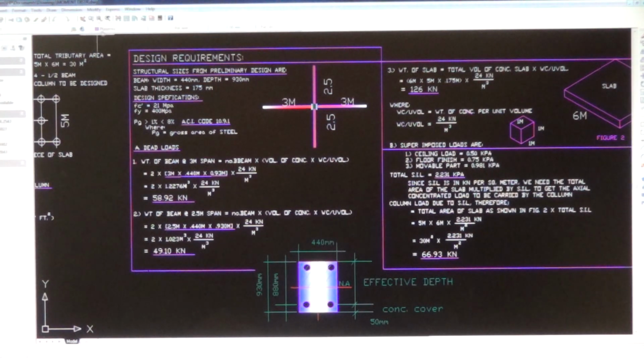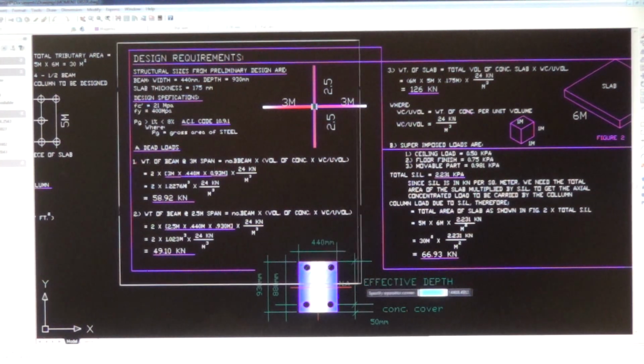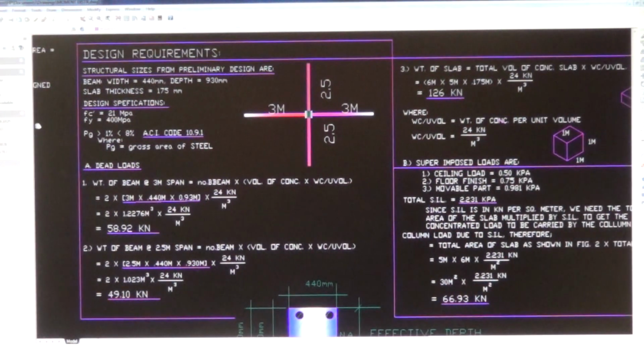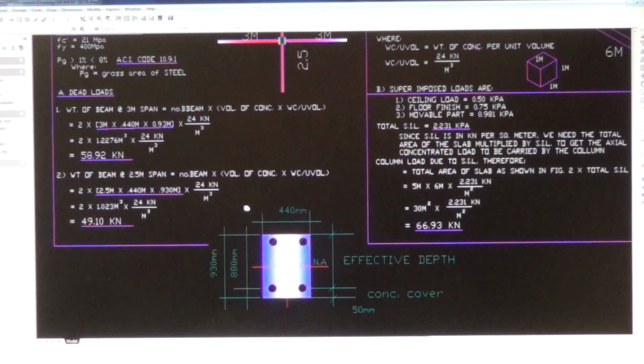Here's the design requirements. Structural sizes from preliminary design are: beam. The width of beam during the preliminary design we found 440 millimeter, and the depth of beam is 930 millimeter. Here is the beam that we previously designed. 440 is the width, and the effective depth is 880 millimeter.